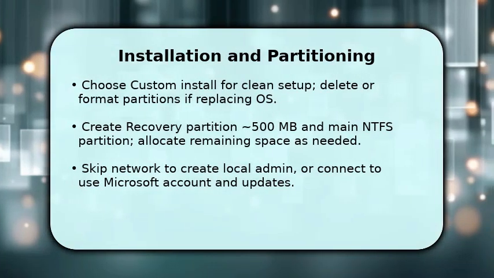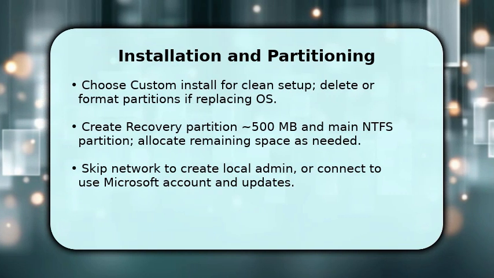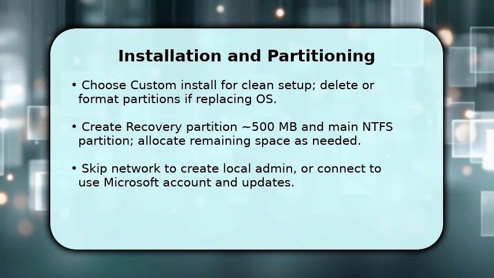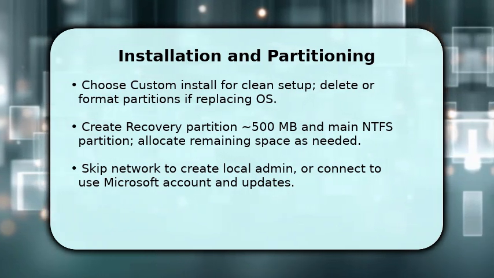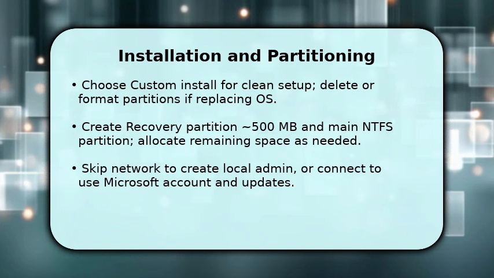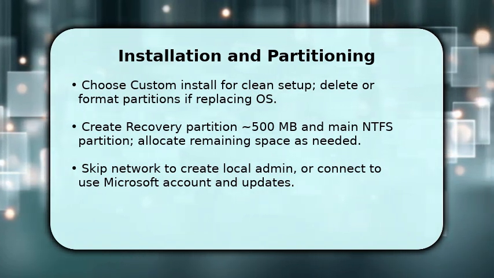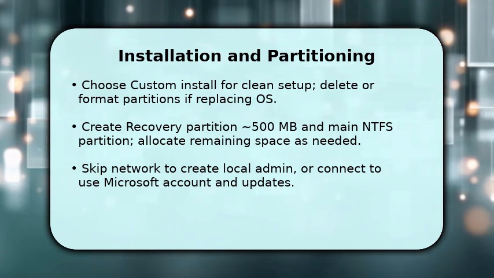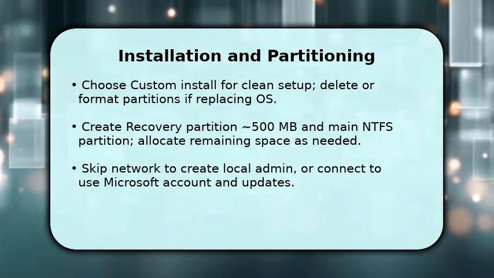You'll see the Windows setup screens. Select language and choose Custom Install to control partitions. When partitioning, delete old system partitions only if you have a backup, then create a small 500 MB recovery partition and a primary NTFS partition for Windows. Allocate remaining space for data or additional volumes.